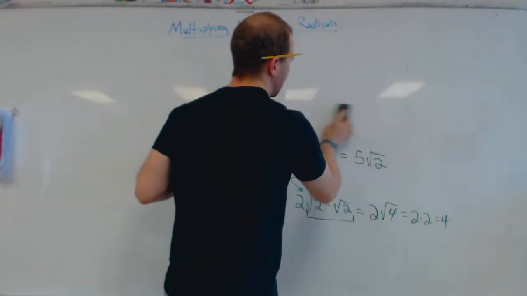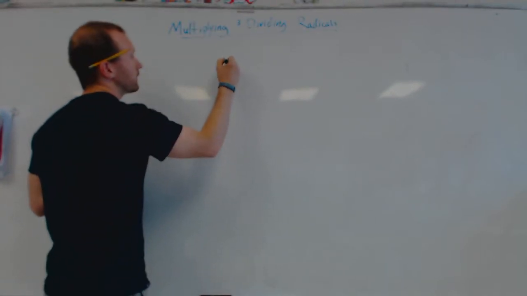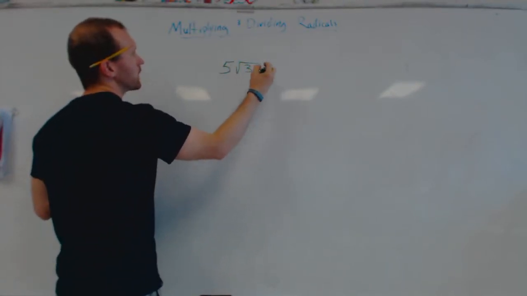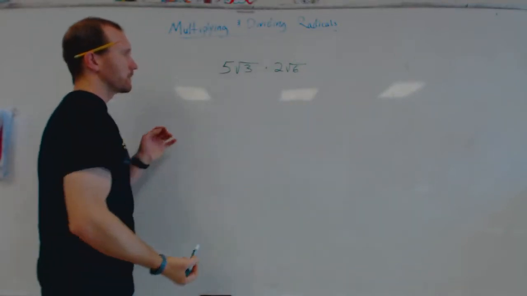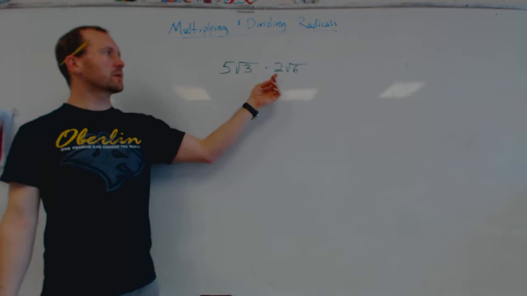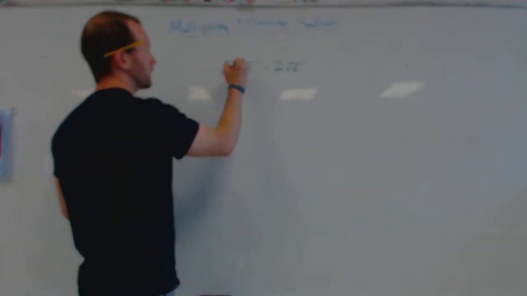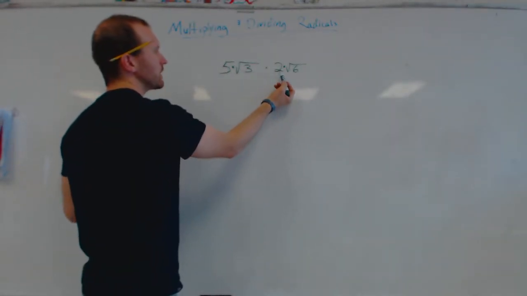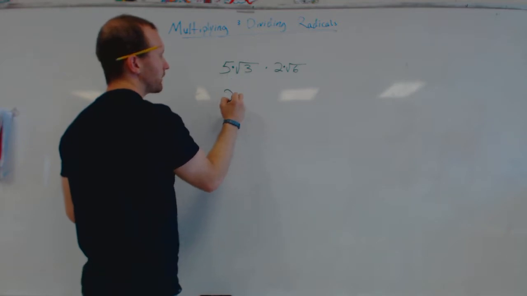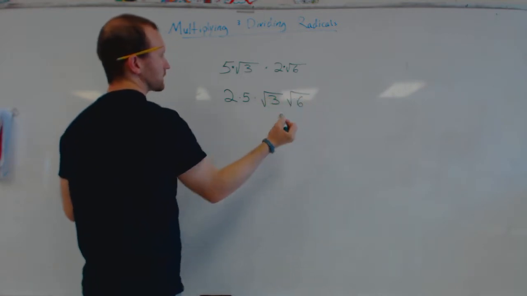If I had something like this, 5 times the square root of 3 times 2 times the square root of 6. I'm going to commute the 2 and the 5 next to each other. These are all being multiplied. Remember, I can always put a little dot there if I want to. The commutative property says I can move this 2 up here with the 5. So I've got 2 times 5 times the square root of 3 times the square root of 6.